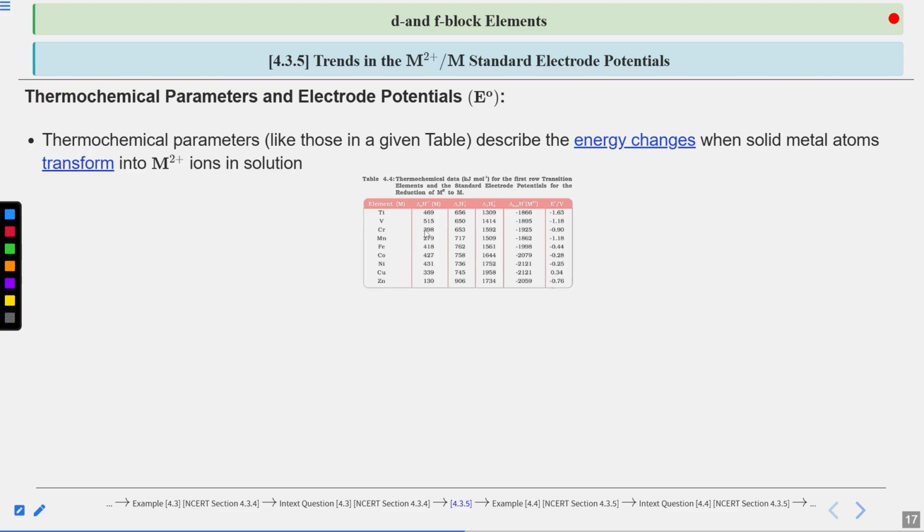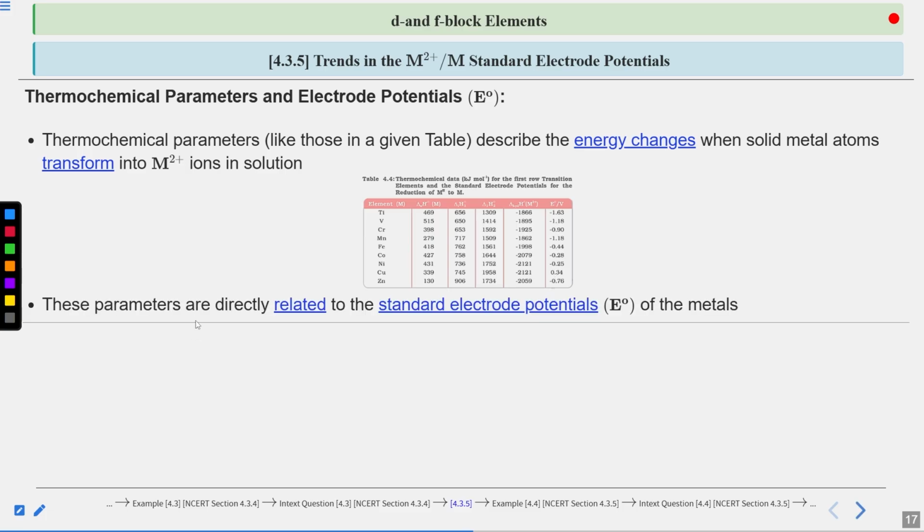Okay, so the E naught value for copper is positive. That means copper is possible to oxidize, right? And the other elements have a decreasing trend of negative values of the E naught. These parameters are directly related to the standard electrode potential of the metal. So the parameters of the atomization energy, the ionization enthalpy 1, ionization enthalpy 2, hydration enthalpy, and the E naught value are directly related to the standard electrode potential of the metals.